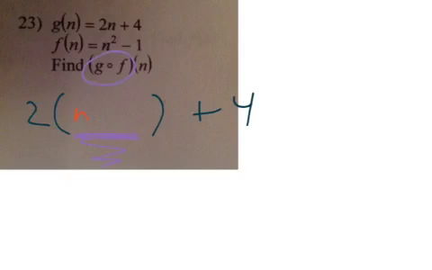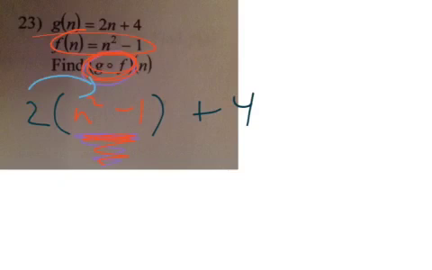Does everybody agree that n squared minus 1 is function f right there? So what this means is I'm doing g on f. I'm putting f inside of g. And that's the key thing you need to understand. So I'm going to do 2 times the function of f and add 4 to it, in other words.